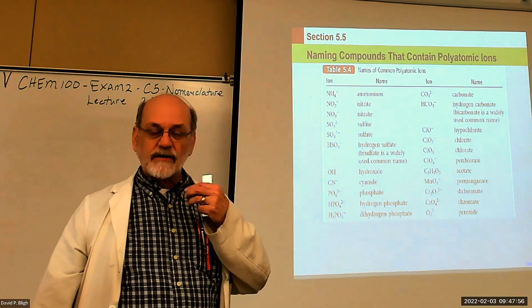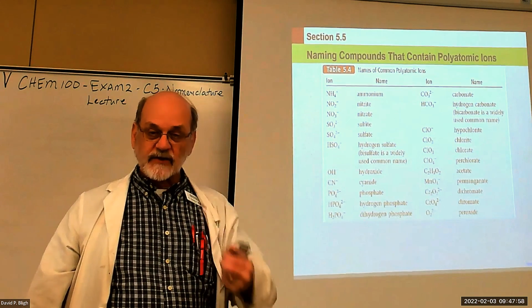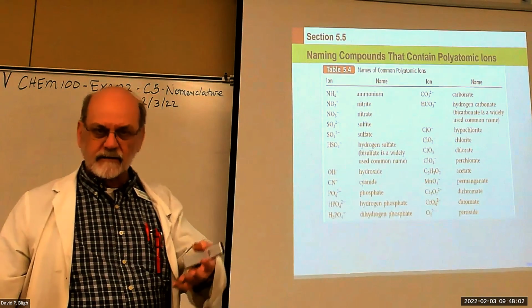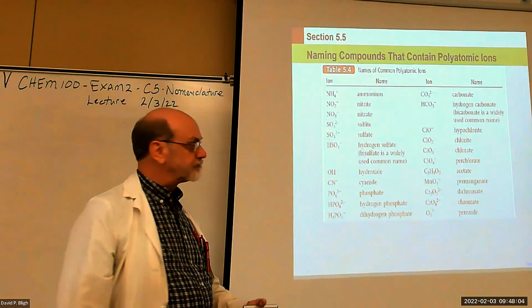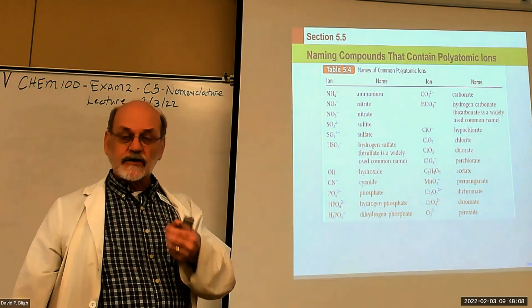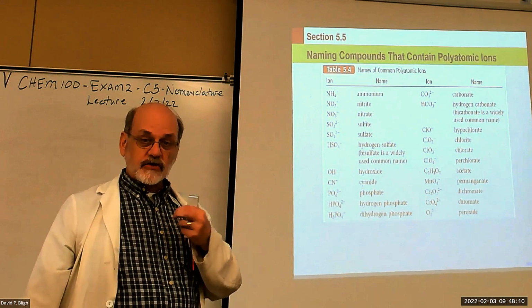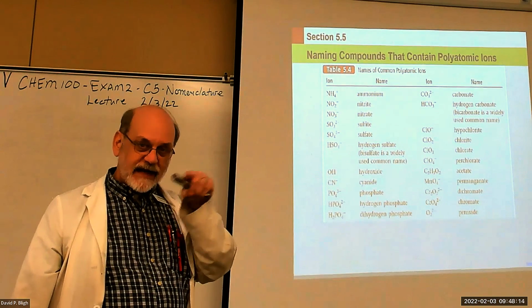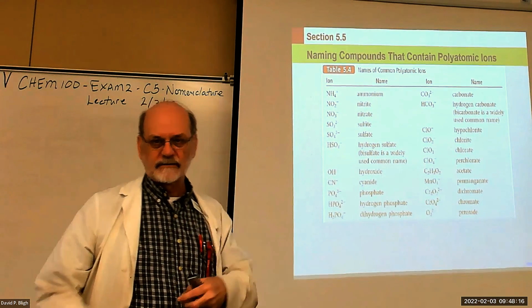These polyatomic ions have special names. Some of them follow a logic that I'll try to point out as we go. But they have fixed charges. Now, the charge on a polyatomic ion is never assigned to any of the individual atoms.